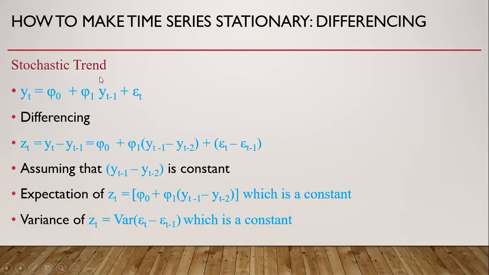If it is a stochastic trend, similarly, we can do differencing and this becomes stationary. This is a proof of it. The assumption is that the difference in adjacent values is more or less constant.